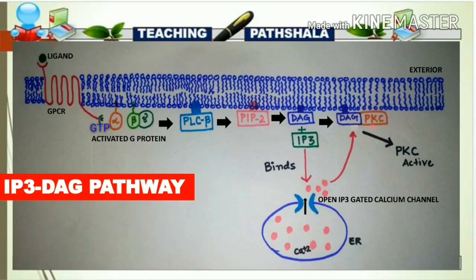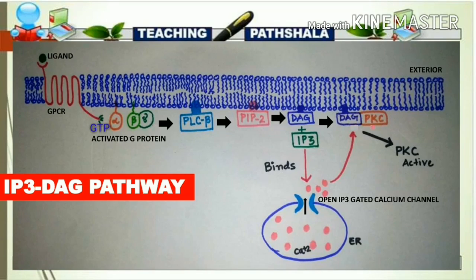Now, the function of this PLC beta is to cleave the PIP2 phospholipid, and the product of this cleavage is going to be a DAG and an IP3. DAG will remain attached to the plasma membrane because it has a hydrophobic nature, whereas IP3 is going to migrate in the cytosol. Now, the ER has a receptor for the IP3.